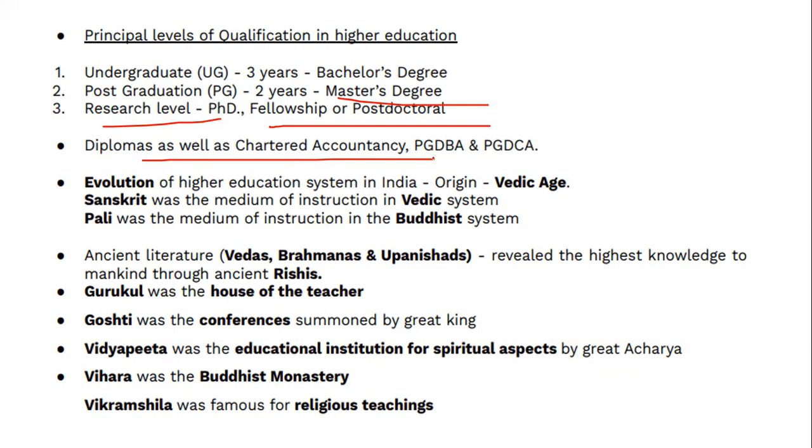This will help you to give a clear understanding, because ancient education, you have one question. So this much can help you to keep the things in mind. So evolution of higher education, that is, with the help of the Vedic age. Sanskrit was the medium in the Vedic system. Pali was the other medium in the Buddhist system. So in the Vedic system we had Sanskrit, in the Buddhist system we had Pali. Ancient literature like the Vedas, Brahmanas, and Upanishads were revealed, that was the highest knowledge to mankind through ancient rishis.